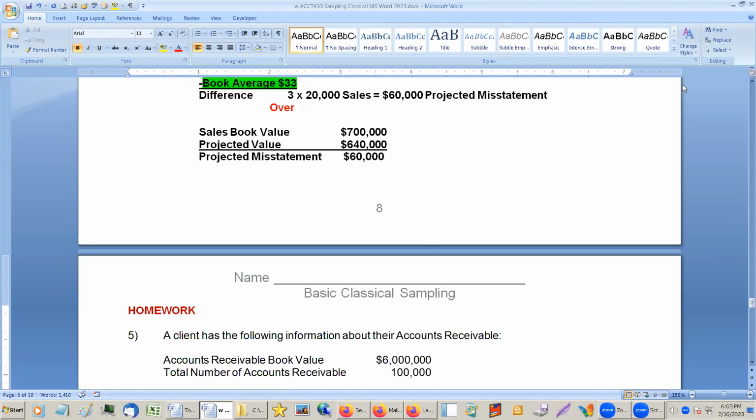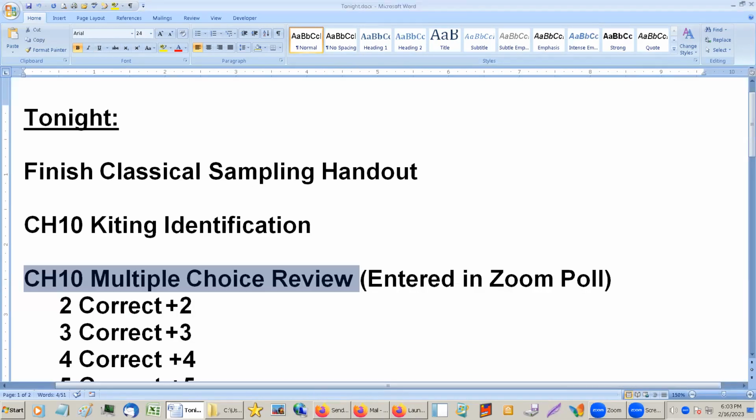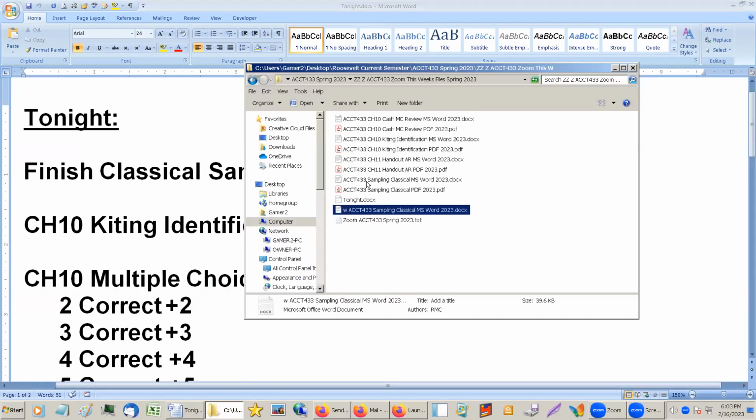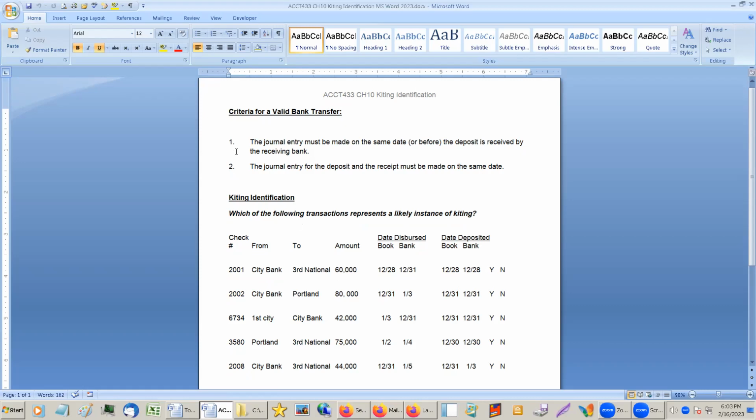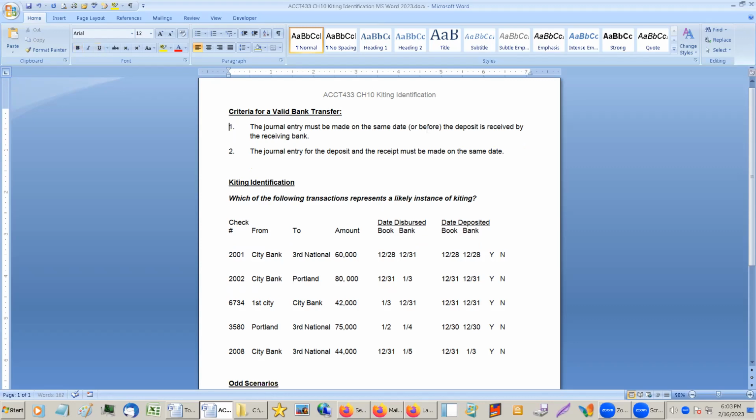So the next thing on the agenda is the kiting one. So this is the kite. You already have these rules. I don't know why I spaced this out so much, but we already have these rules. The first one is a journal entry must be made on the same date or before the deposit is received by the receiving bank.